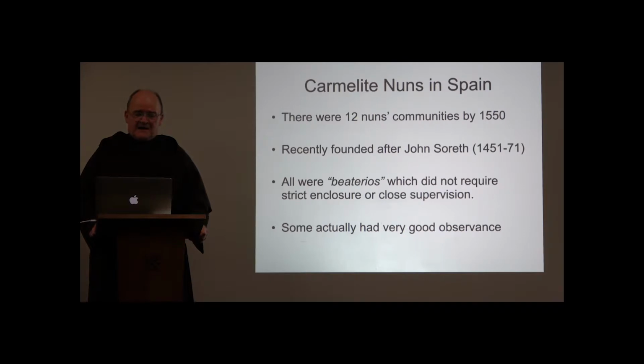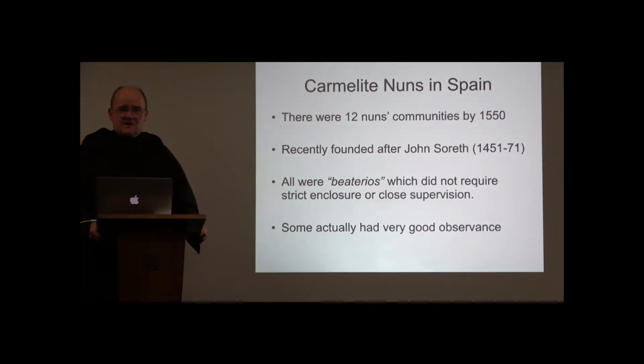Now, in Spain, by Teresa's time, there were 12 communities. Some of them had extremely good observance. I believe it's the Valencia community who had midnight office for the nuns, that was very devoutly prayed. That community and some of the others were extremely devout and had many holy women who were doing exactly what they were supposed to do. Remember that all of them were founded after the time of John Soreth, so there were no communities that were more than 100 years old.